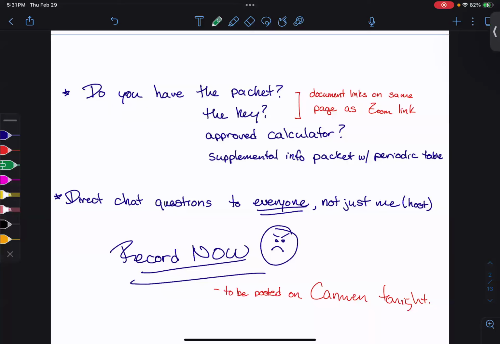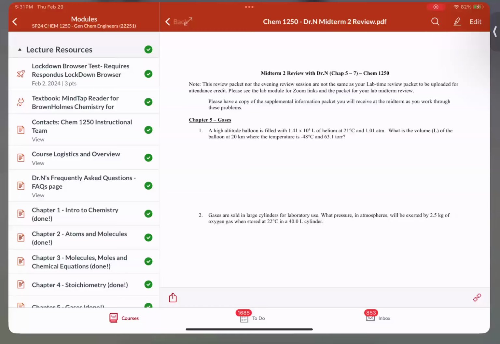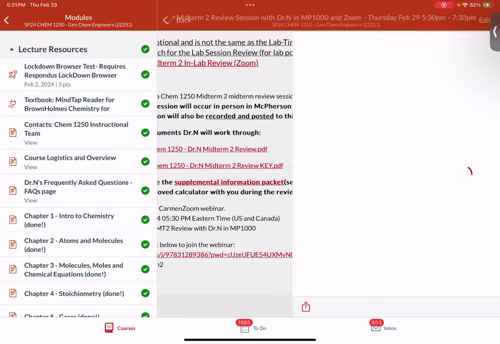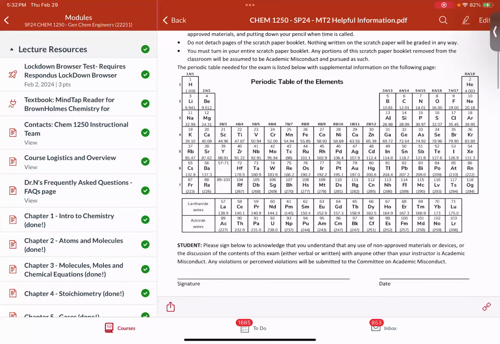There we go. So let's take a second to look at the supplemental information that you will get at the exam. Okay, so let's look at it. Okay, supplemental information packet. So here we go. So as always, the periodic table.